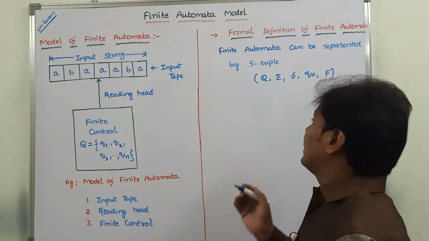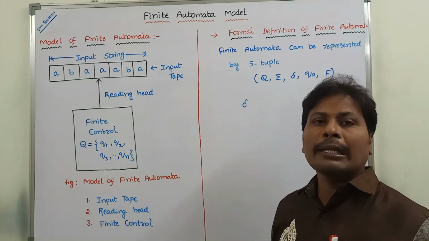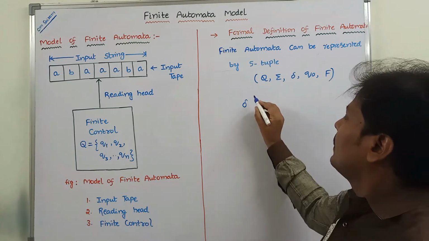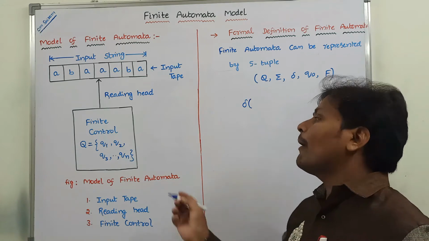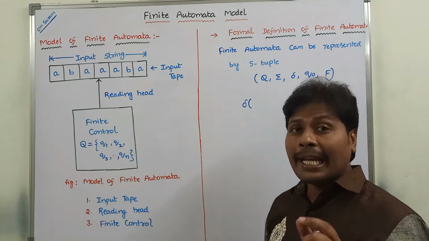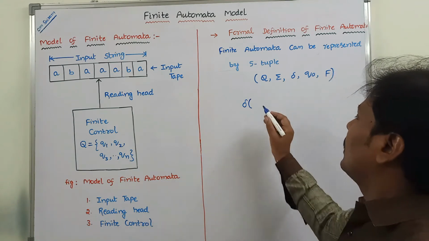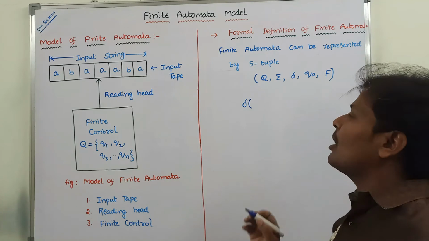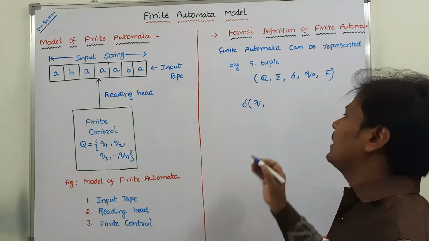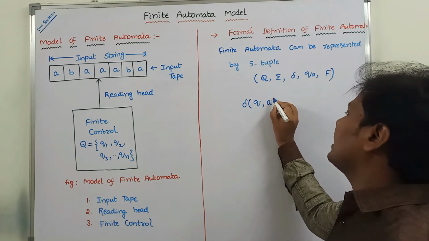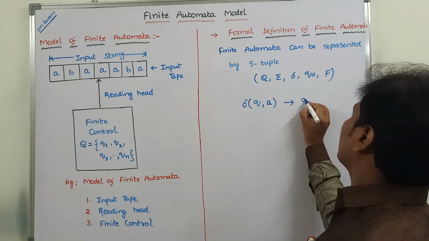That is taken care of by delta. So delta is the transition function that indicates the next state of the finite control by taking the present state and the present input symbol. So delta can take two parameters. The first parameter is the present state and the second parameter is the present input symbol. So it can go to the next state.